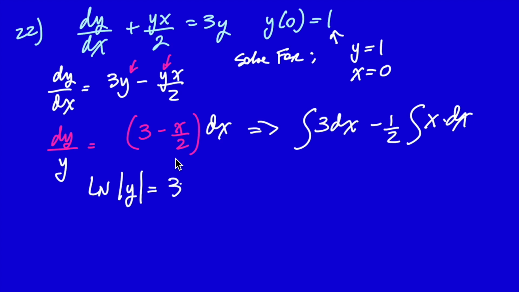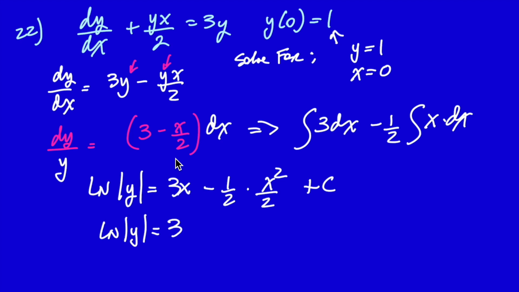Now we're going to have 3x minus 1/2 times x squared over 2 plus c. ln absolute value of y equals 3x minus x squared over 4 plus c. Okay, now it's time to plug in. We're going to plug in y equals 1. The natural log of 1 is 0. And x equals 0, so anything with an x in it is going to be 0. Our c is going to be 0.